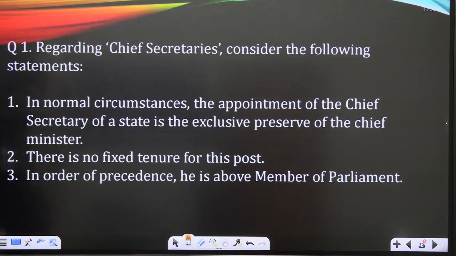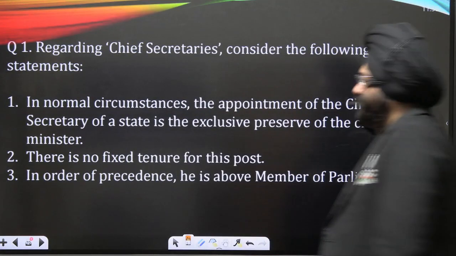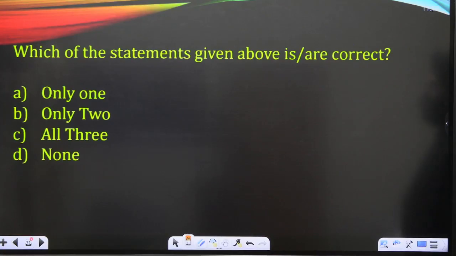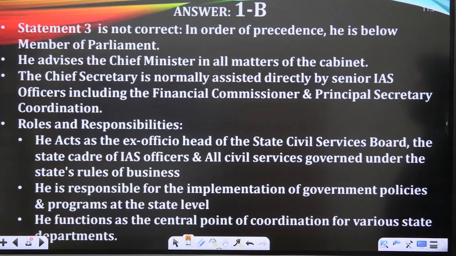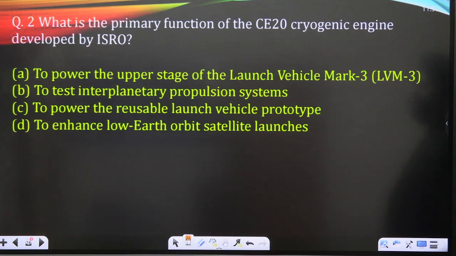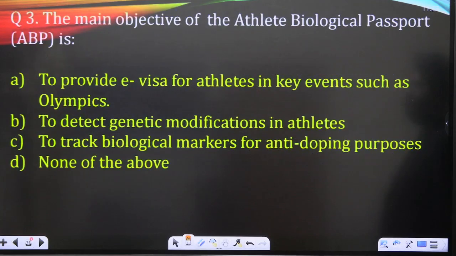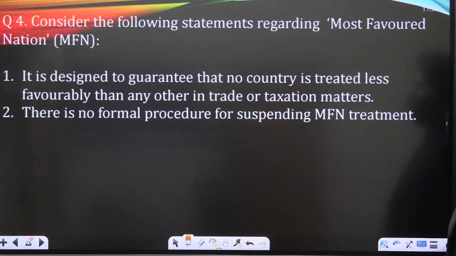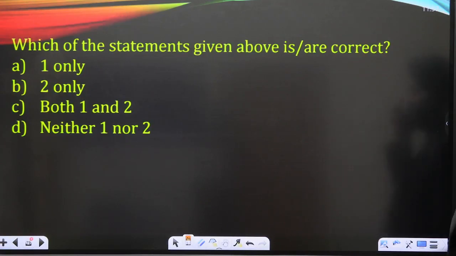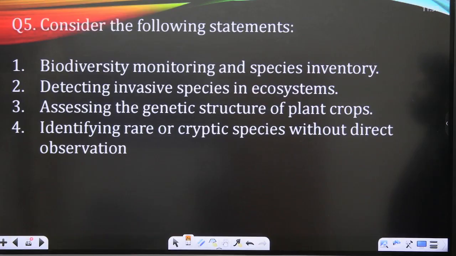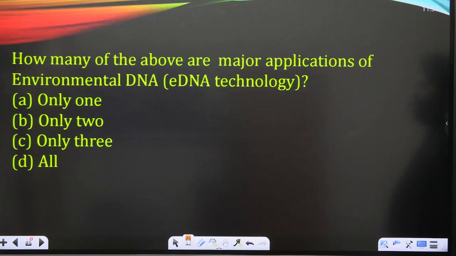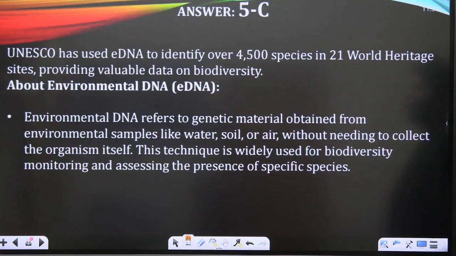Question number 1, have a look at it. You can pause the video after that and attempt it. Question 1, options. Then you have the answer. Question 2 with options. Pause the video and attempt it. Answer. Question 3, pause the video, attempt it. Then you have the answer. Question 4, you have the options. Then you have the answer. Question 5, pause the video. These are the options, the answers.